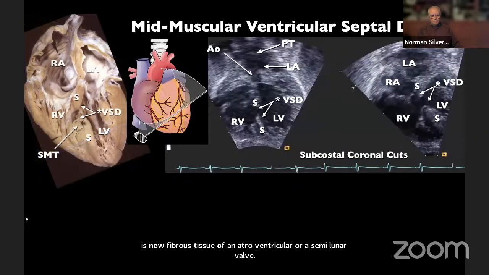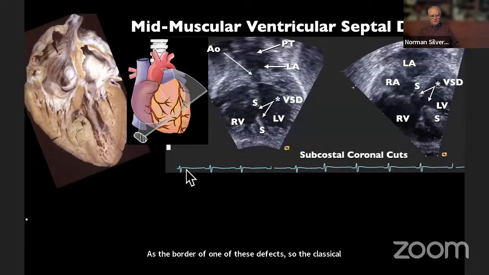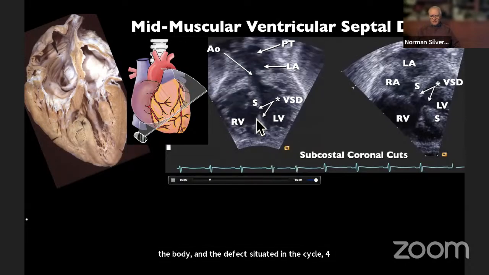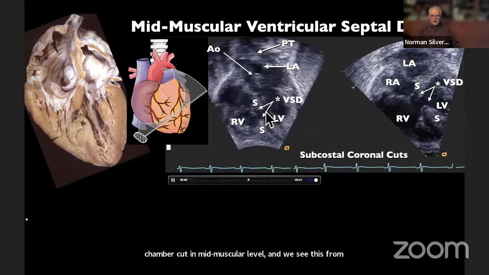So the classical mid-muscular ventricular septal defect is shown in this specimen here from the Anderson archive. And you can see here is the inlet septum, the fibrous body, the mitral tricuspid fibrous continuity through the body, and the defect situated in the so-called 4-chamber cut in mid-muscular level. And we see this from the subcostal view, as you see it here.